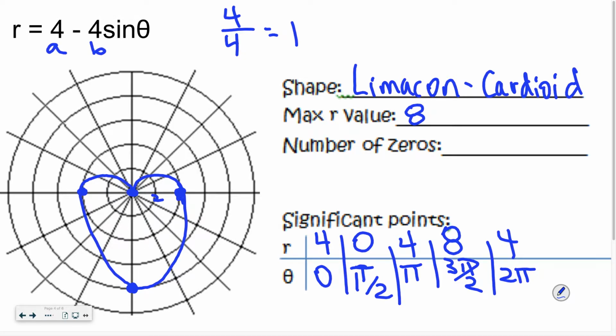How many times did we touch the pole? We touched the pole once. We have only 1 zero. We could find it. We know that our 0 is at pi over 2 because we found it right here. But in any limaçon, I'm not going to ask you for what the zeros are, so you get a freebie.